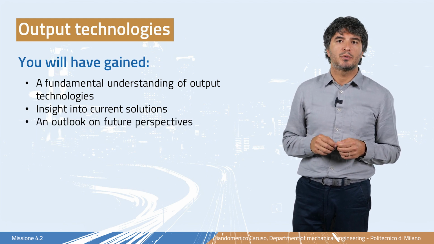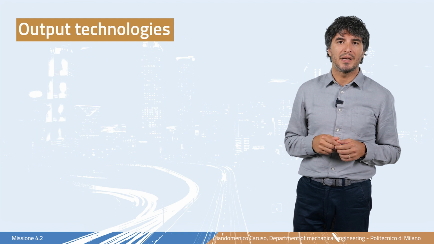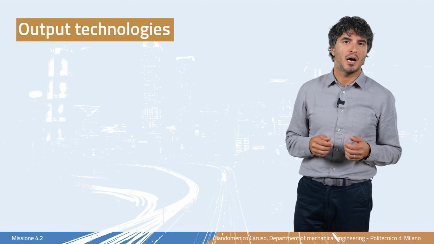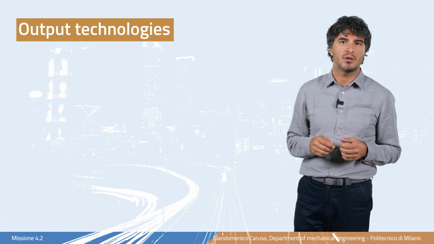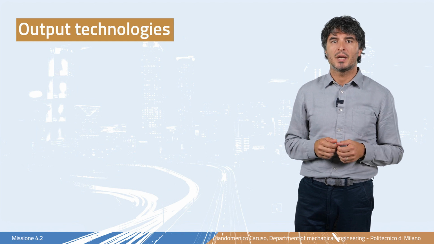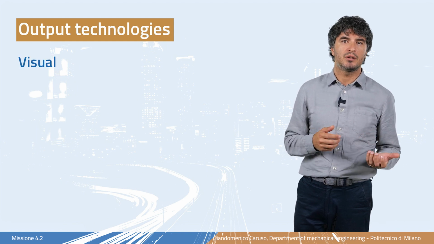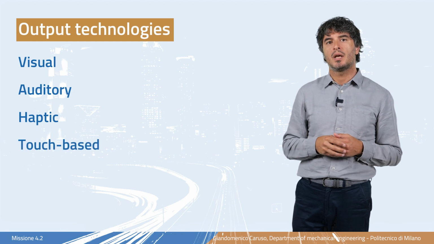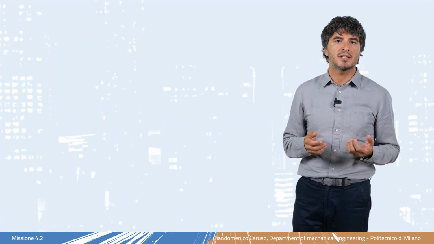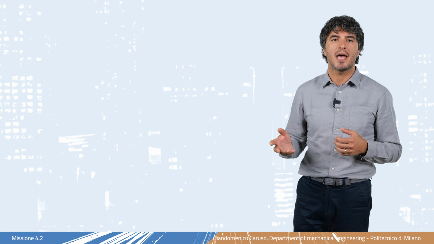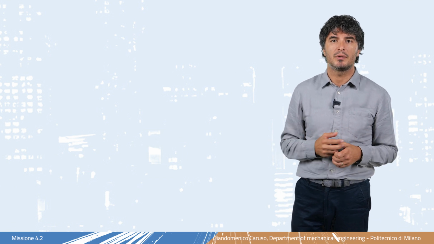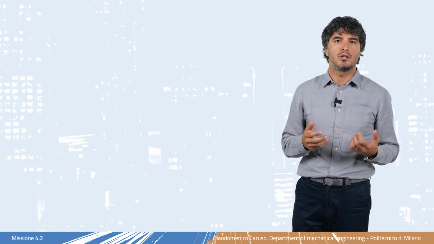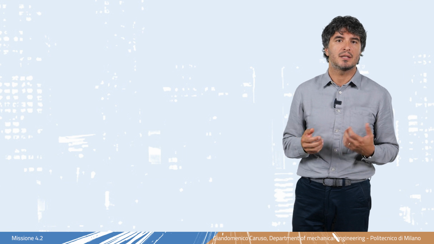When discussing output technologies in virtual and augmented reality, we refer to the hardware and software that deliver sensory information to the user. Typically visual, auditory, and sometimes even haptic or touch-based feedback. These technologies create immersive experiences that bridge the gap between the virtual and the real world, allowing us to engage with virtual environments in ways that feel real.